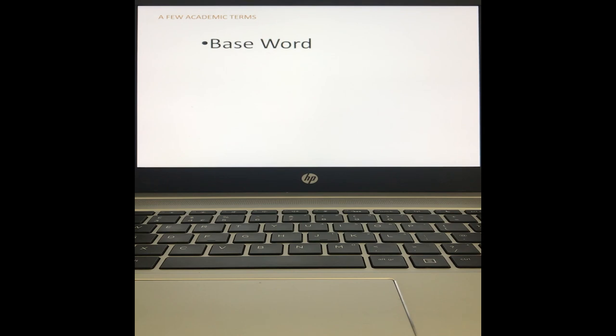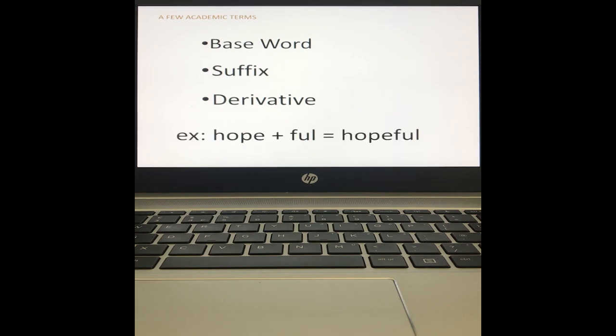Remember, a base word is a plain word with nothing added to it. A suffix is a letter or a group of letters added to the end of a base word. A derivative is a base word plus a suffix. So again, as we look at this example, we see the base word hope, and we're adding suffix full. When we add the base word plus the suffix, that becomes the derivative, hopeful.